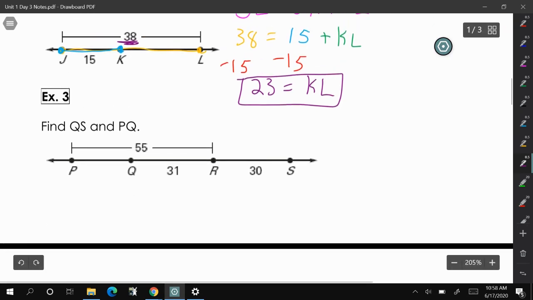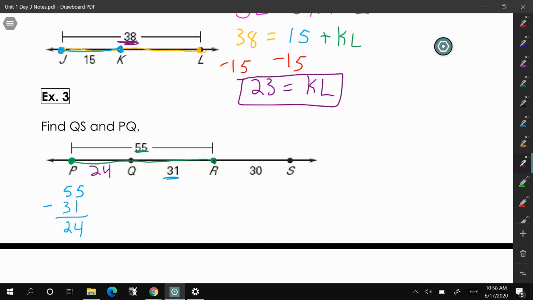Now, if we look at example 3 here, find QS and PQ. So this part from P to R is 55. From Q to R is 31. So if we want the length of PQ, we would just do 55, the whole thing, minus 31, and that gives us 24. So PQ is 24. And you can always double check. You can go in your calculator and say, okay, 24 plus 31, that is 55, which is what the original problem gave us. It's a good idea to double check that sometimes, especially when you're doing some complicated calculations.